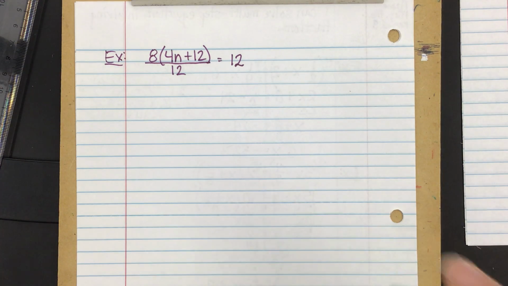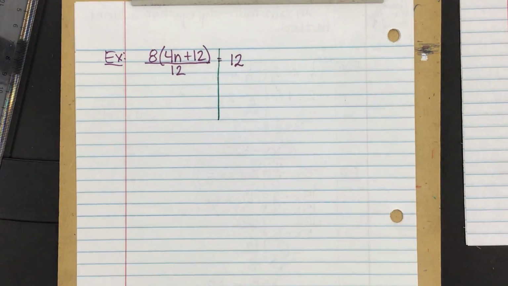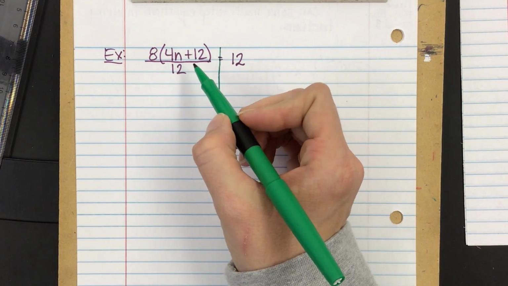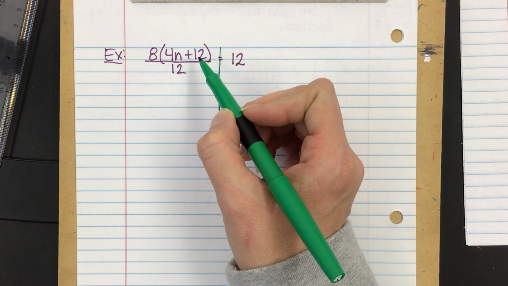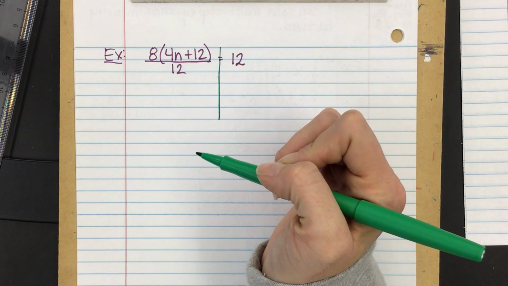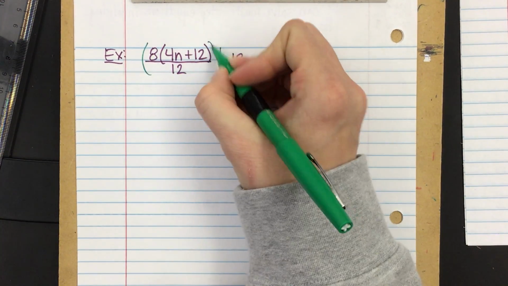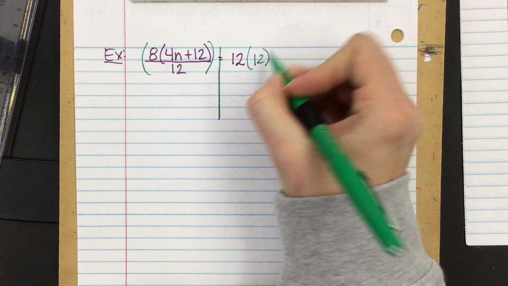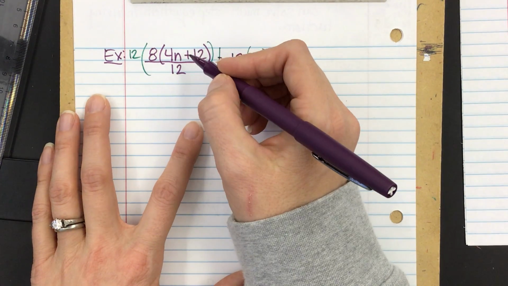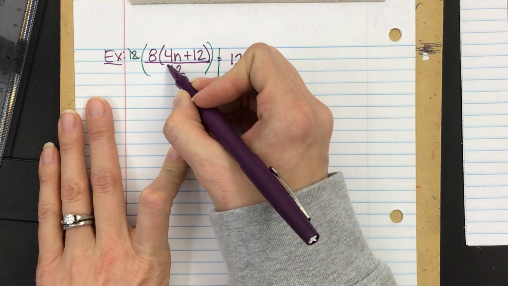So sometimes you're going to have problems that look like this. And it's important to remember that all the stuff on the top of the fraction is considered grouped. So in this case, what will we multiply both sides by to get rid of our fractions? 12. Okay? So because all of this is grouped, we are only going to deal with the 12s.